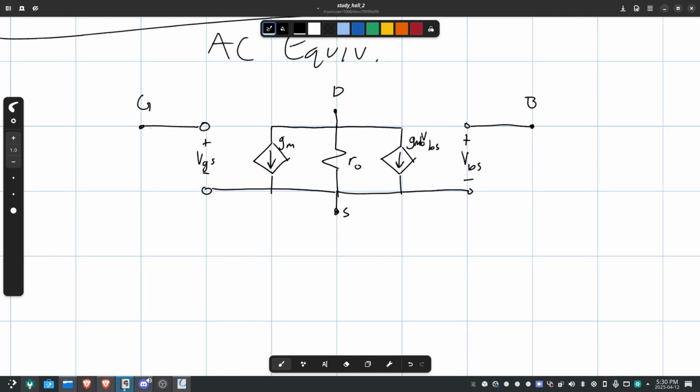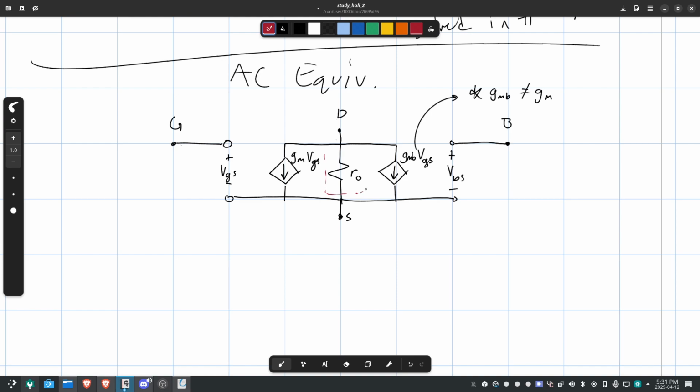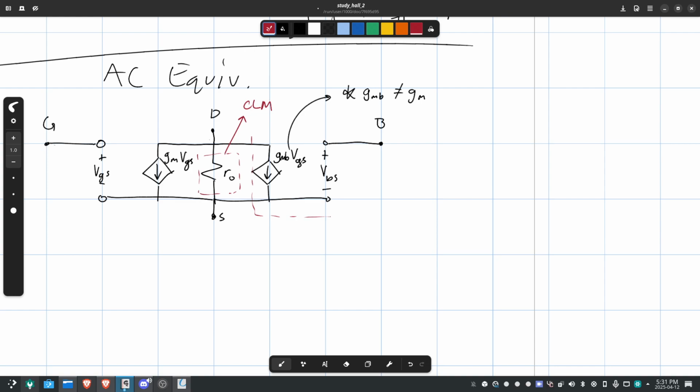Oh, sorry. GMB VBS. And this is GM VGS. Note that GMB is not equal to GM. These are two different values. You can't simplify them. You can under some conditions, not otherwise. This is a pi model with CLM and body effect. So this component here is your CLM. You can remove it if you do not have it. This component here is your body effect. So you can also remove that if you do not have it.